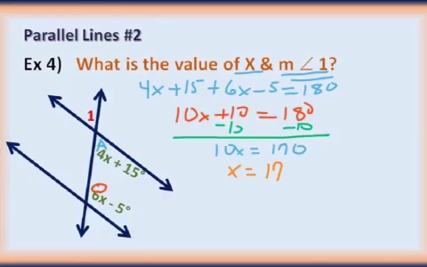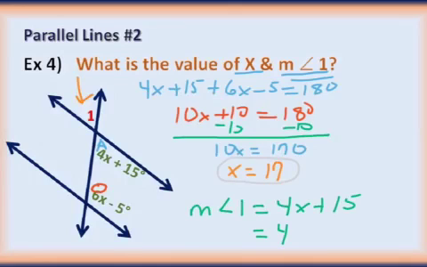Well, we're finished with the first part of our answer. This is the value of x. However, we wanted the measure of angle 1. And we see the measure of angle 1 is also an acute angle, which means the measure of angle 1 would be the same as 4x plus 15, but we now know what x is, so let's substitute our x value in.